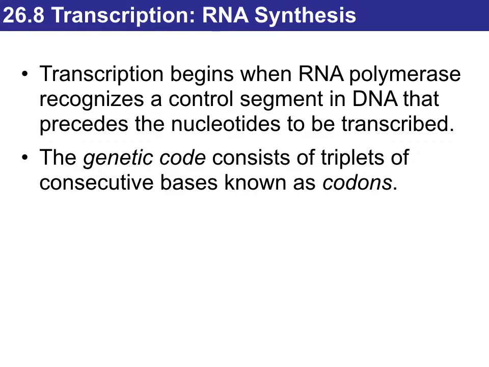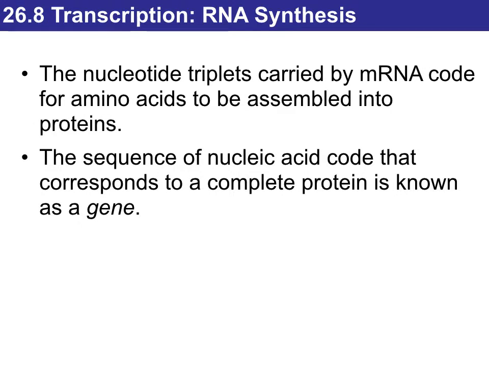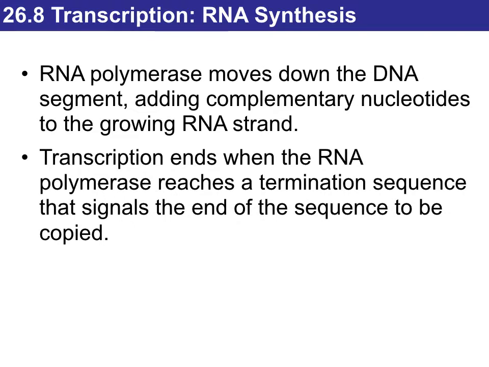And we're going to look at the genetic code. This is made of triplets of consecutive bases. That's what we call codons. Nucleotide triplets carried by the messenger RNA code for one specific amino acid that are going to be linked, or assembled, one after the other into the protein. The sequence of those nucleic acid codes is going to be the complete protein, and that's what we call a gene. The RNA polymerase moves down the DNA segment, adding complementary nucleotides to the growing messenger RNA strand.